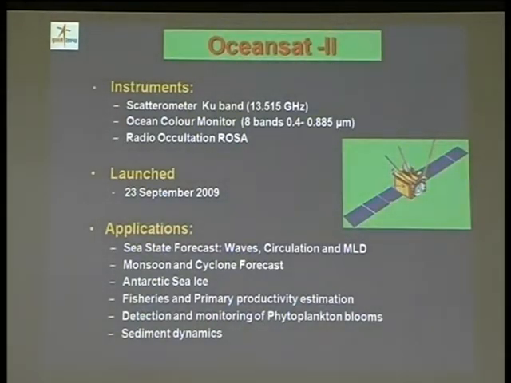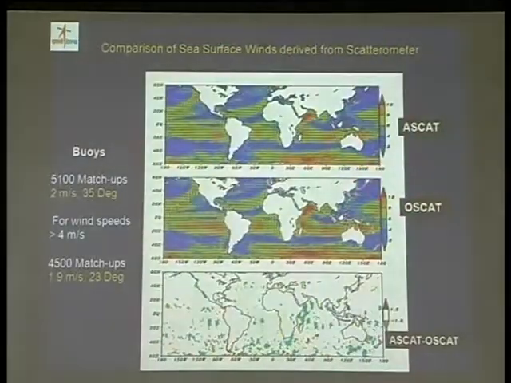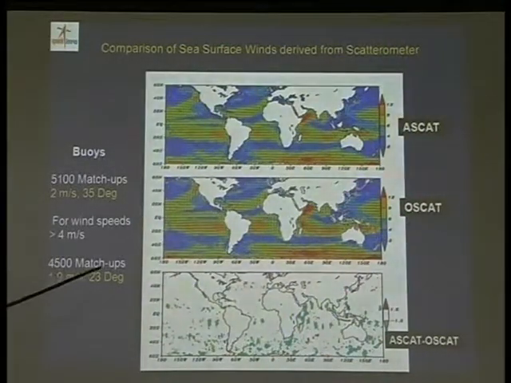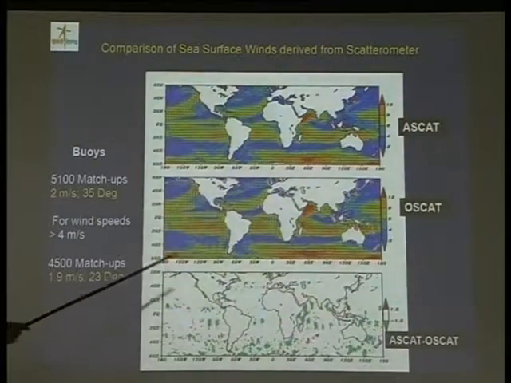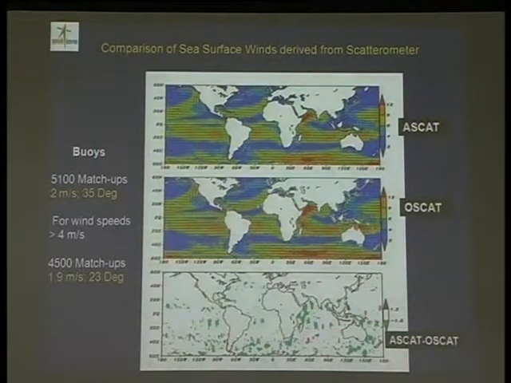This is OceanSat-2, which was launched in 2009. So this has scatterometer and OCM. I think Prashant had made some presentation about this yesterday. So from this you can get sea surface wind vectors. So this is in continuation to the QuikSCAT scatterometer. Now this is providing global information on sea surface winds, basically surface wind speed.